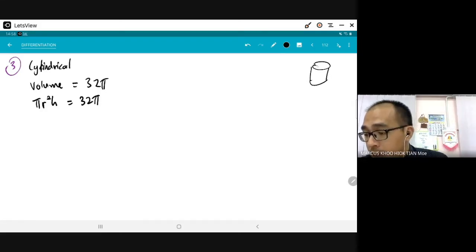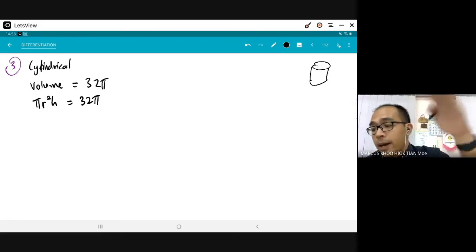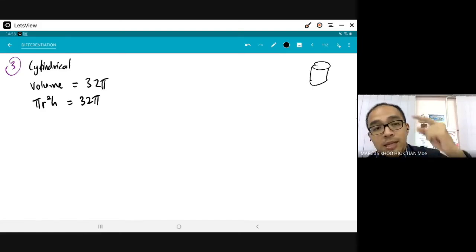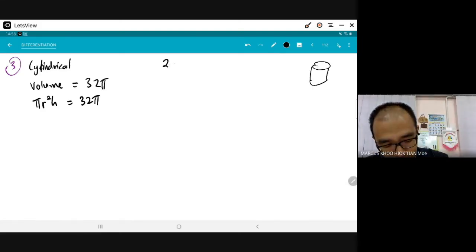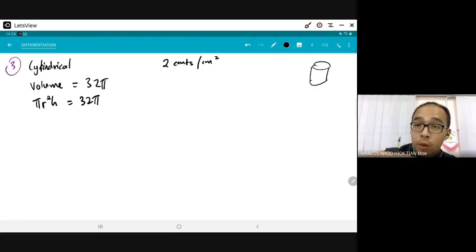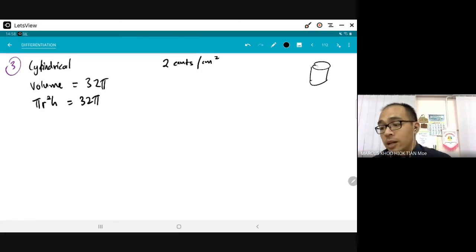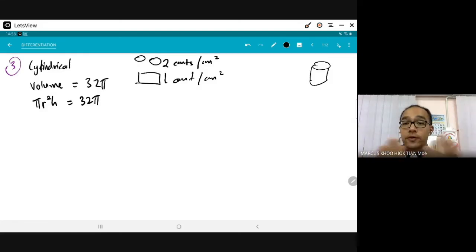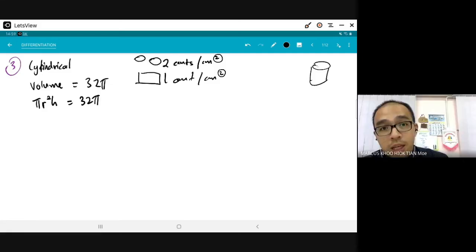Then dia cakap, the cost of the material to make the top and bottom covers is 2 cents per centimeter squared. Tapi ini adalah top and bottom cover ni. Okay, the cost of making the curved surface is 1 cent per cm squared. So this is the top two covers and this is the curved surface over here. Okay, bila kamu nampak ini centimeter squared kan, what are we thinking about? Are we thinking about volume or are we thinking about area? Area. We're thinking about the area.